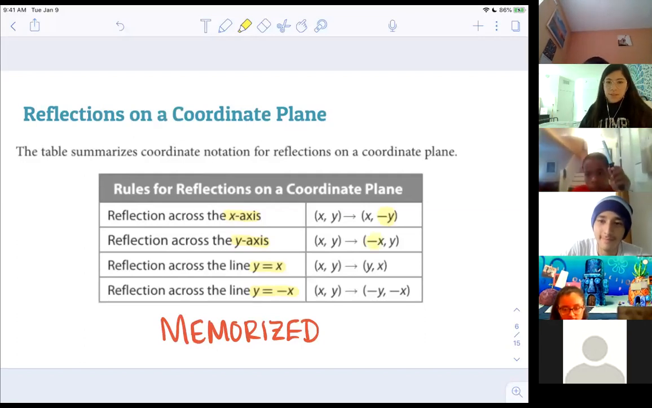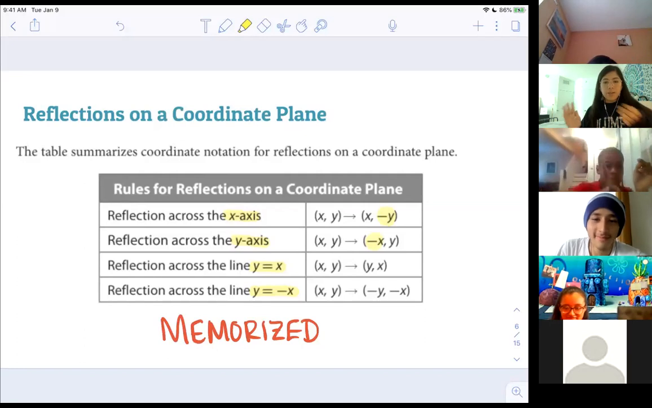How do you say X in Spanish? X. Yeah, X.